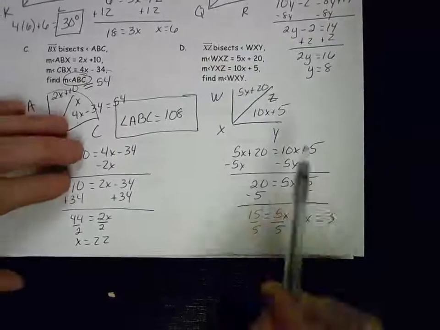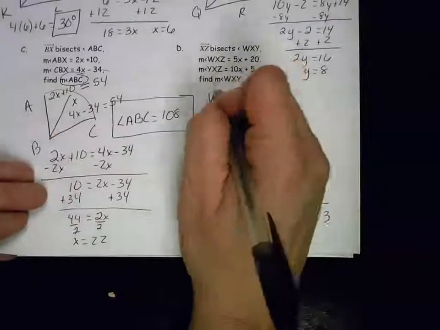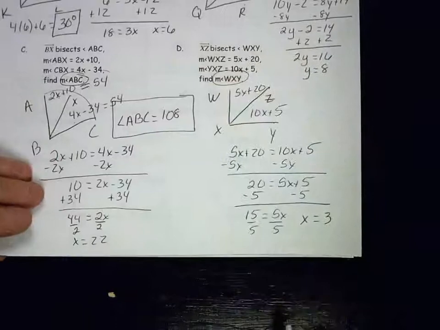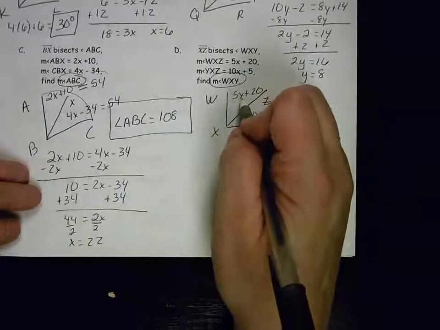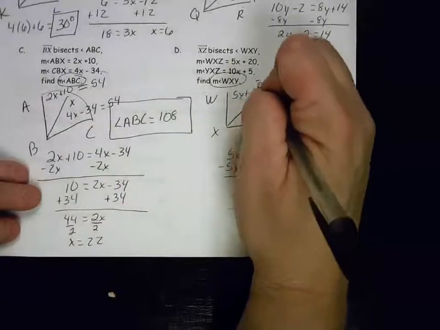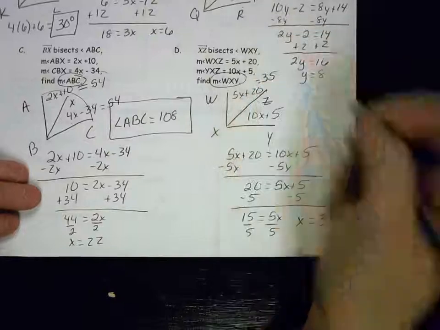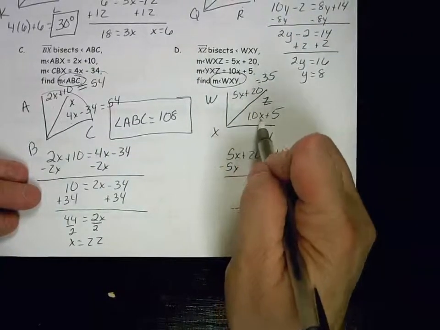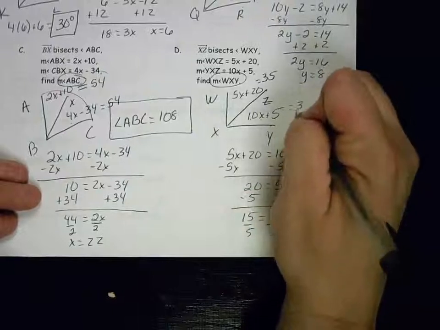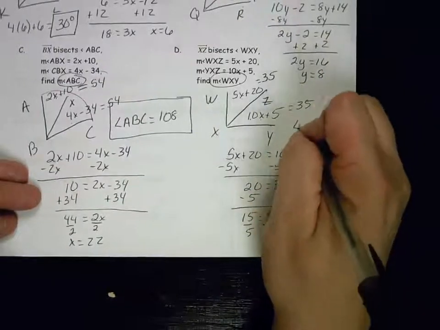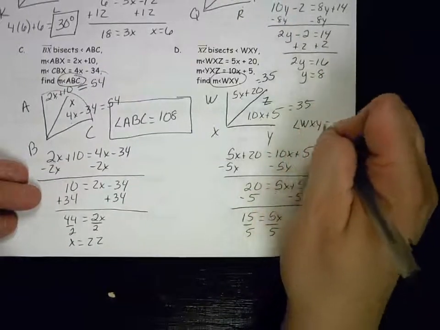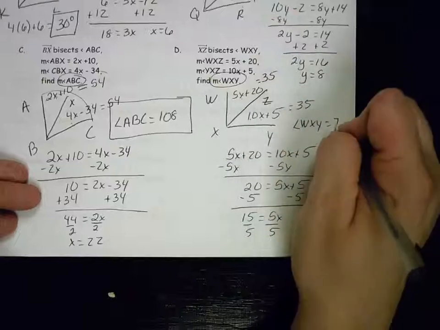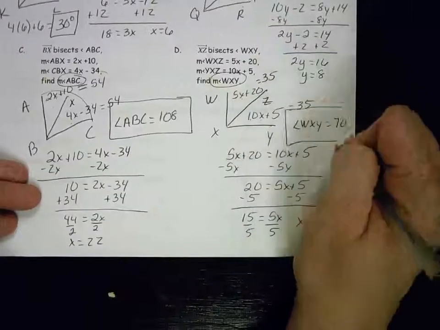And of course, you're not done yet. We were asked to find WXY. 5 times 3 is 15, plus 20 is 35. 10 times 3 is 30, plus 5 is 35. So the whole angle then, 35 plus 35, is 70.